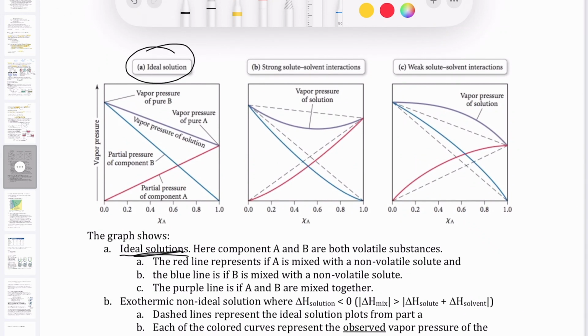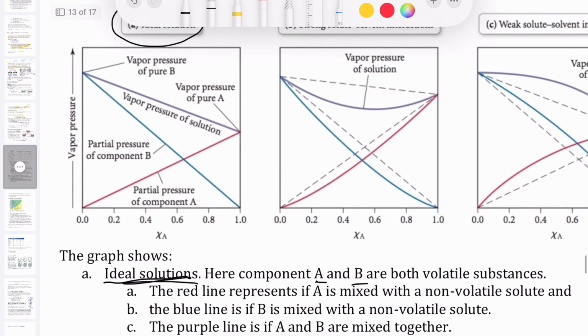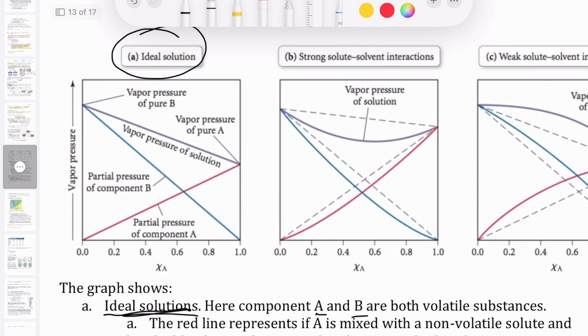Here, both A and B, the two components in the solution, are both volatile. So if we're just looking at the partial pressure of component A, it is going to be given by the mole fraction of A. The higher the mole fraction, the higher the partial pressure of A, right? Eventually it reaches a maximum here, which is at this point right here for the red line, and that's when all you have is A. That number would equal the pressure of pure A.